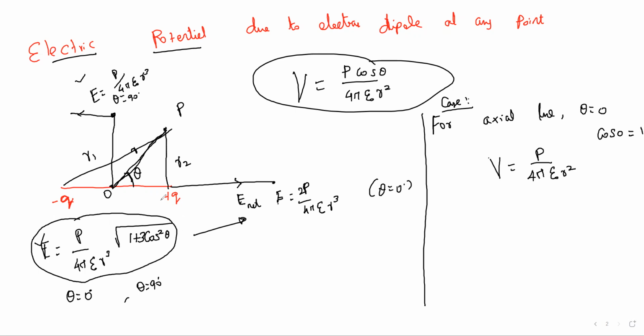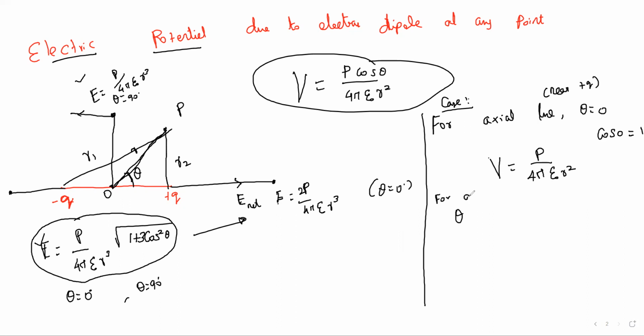But the axial line may be two things. This is also an axial line and this is also called an axial line. So in an axial line itself, we have two angles. Either theta is equal to 0 degree. In an axial line, if you want to find it near plus q, that is theta equal to 0 degree.